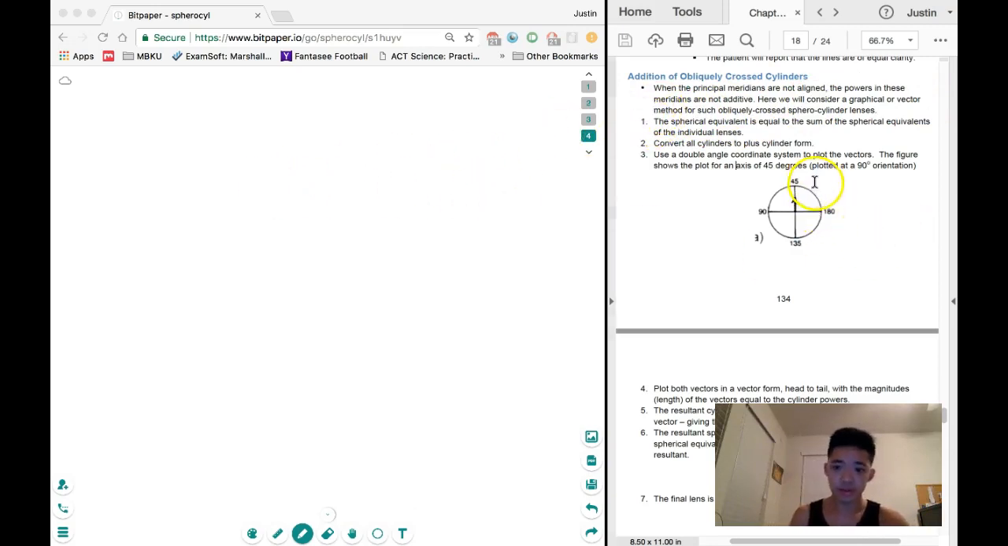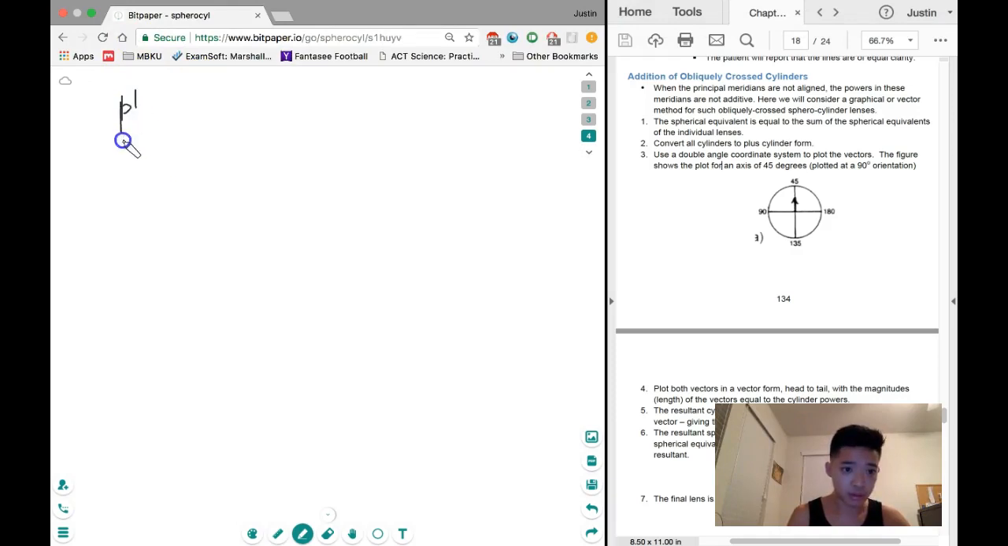Before getting into it, just understand that you're using this new plotting system. That's not what we're used to, where it's like 0, 90, 180, 270. It's kind of cut in half, because the whole point of this is to add these polar coordinates of the cylinder, and the cylinder only goes up to 180. This is kind of a shortcut to add cylinders. It's a really step-by-step thing. You memorize the steps, then you're golden, I think.